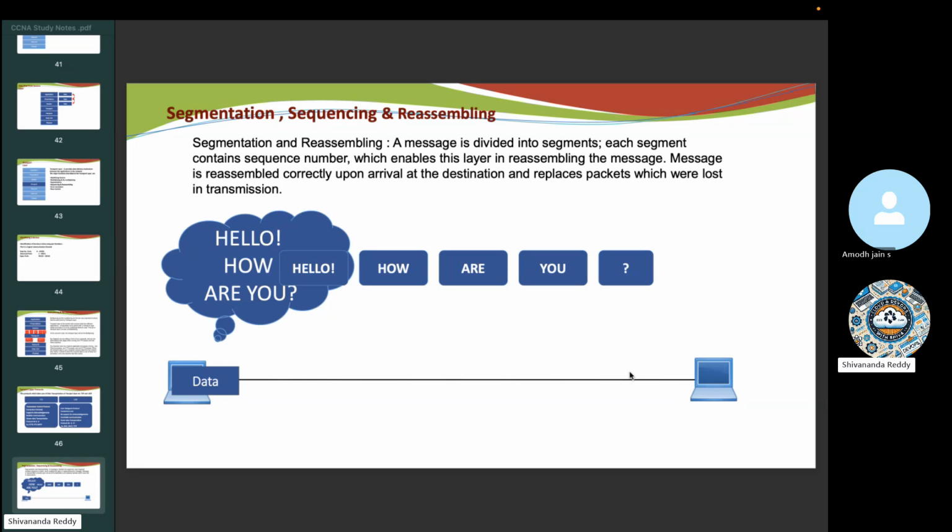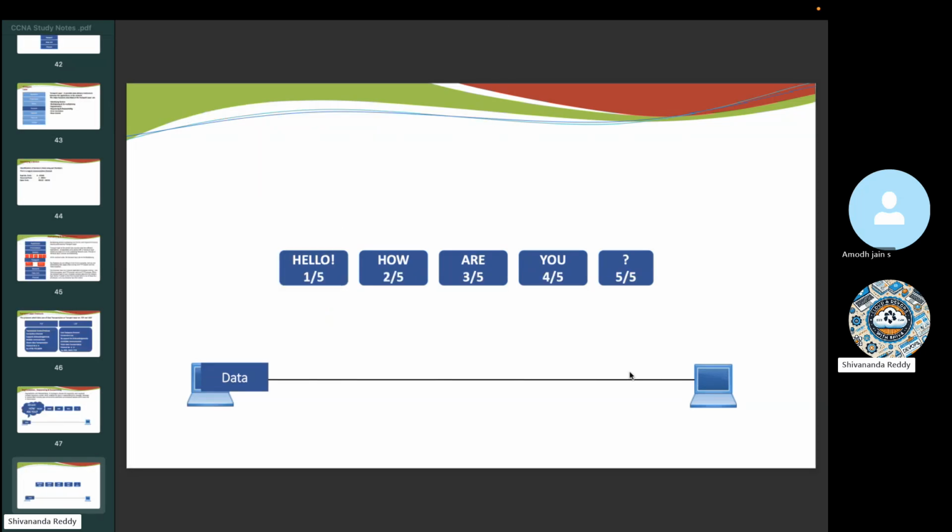Then the data will be received at the end place. It will be converted into packets, segments. See, 1 bar 5, that means 5 characters are there, 1 bar 5. 2 or 3 characters, means 2 bar 5, 3 bar 5, 4 bar 5, 5 bar 5. It will be converted into a sequence order, and using the sequence it is going to be sent. So first this one will go, next that will go, next that will go, like that.